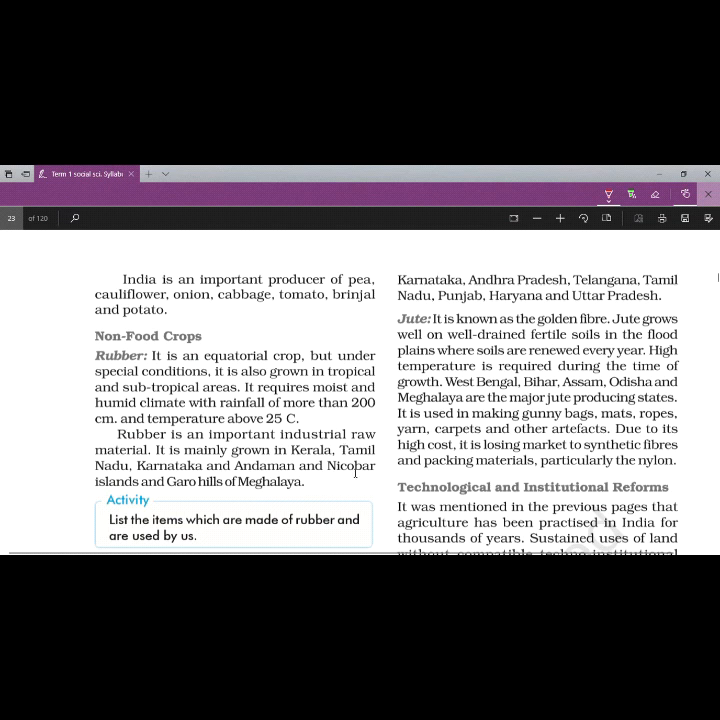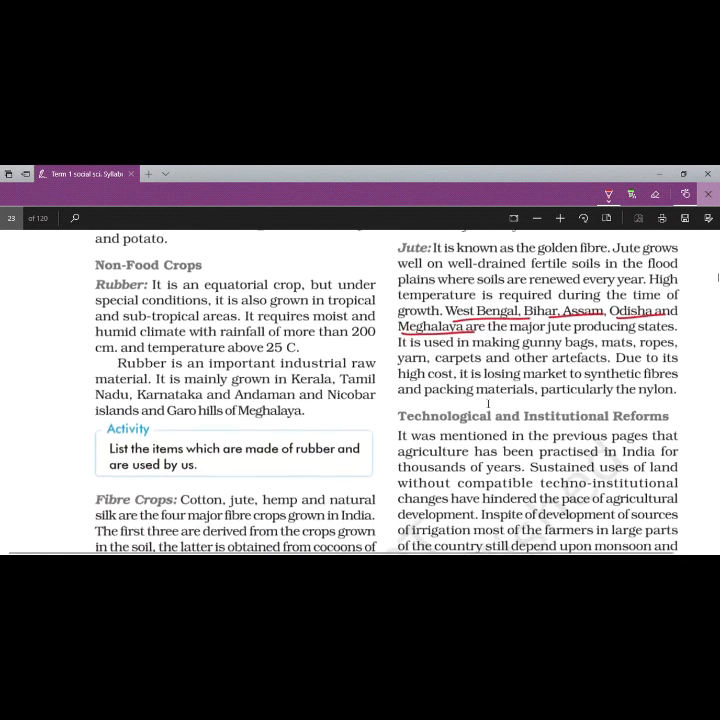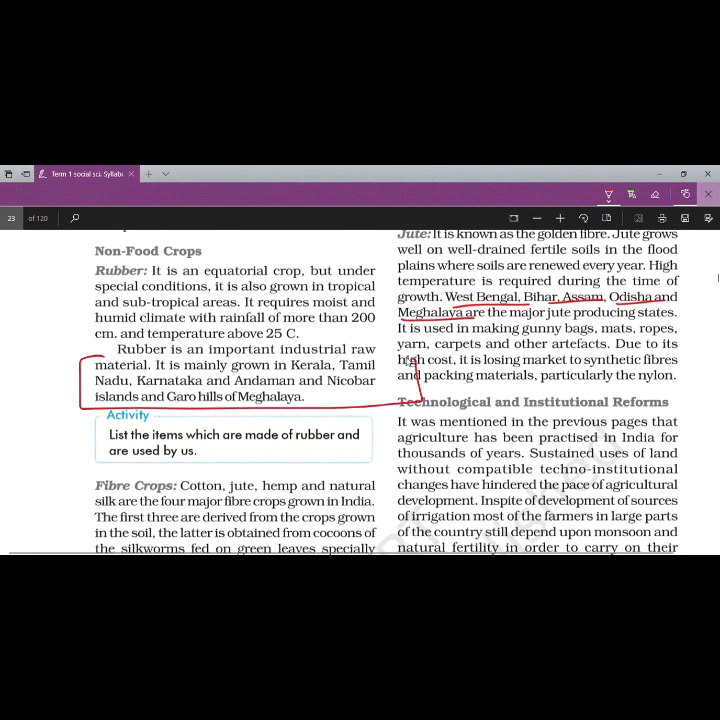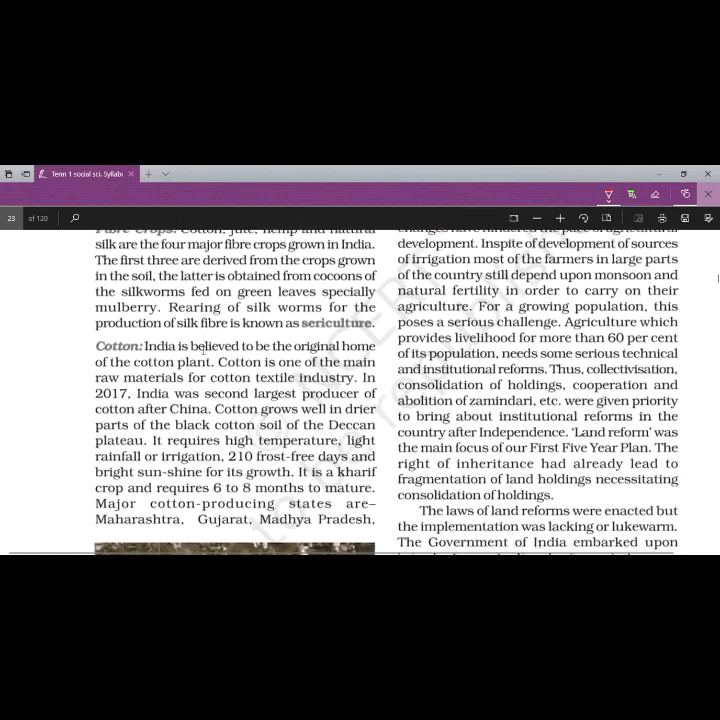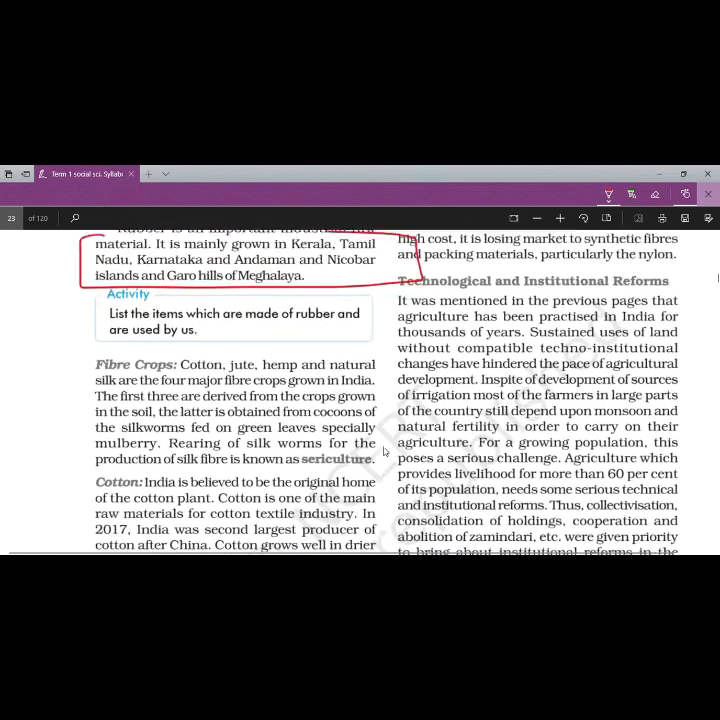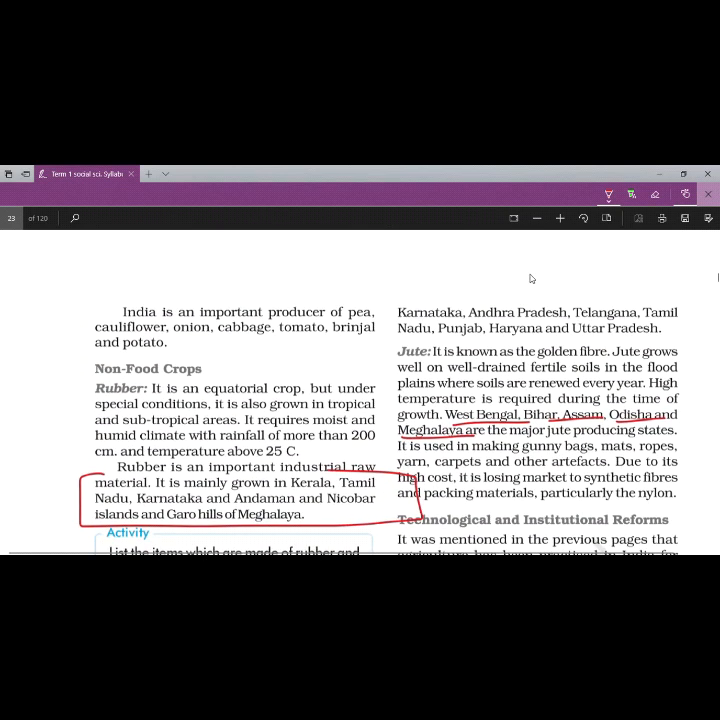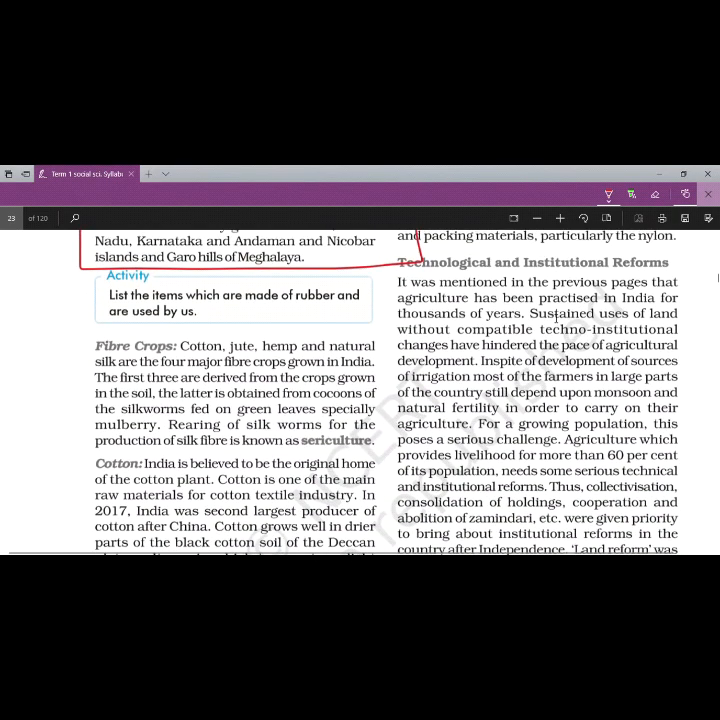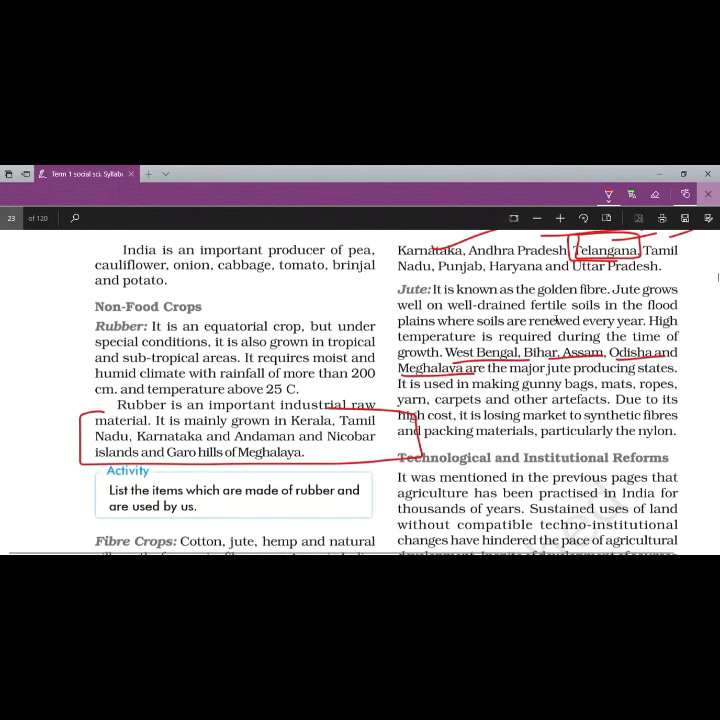For jute you have West Bengal, Bihar, Assam, Odisha, and Meghalaya. And for rubber you have these important states. And one more, that's cotton. Major cotton producing states: Maharashtra, Gujarat, Madhya Pradesh, then Karnataka, Andhra Pradesh, Telangana, Tamil Nadu. Some students are not aware of Telangana. It's the new state which was formed a few years ago, adjacent to Andhra Pradesh. It was part of Andhra Pradesh. I have marked all the states of the various crops which are included in map work.